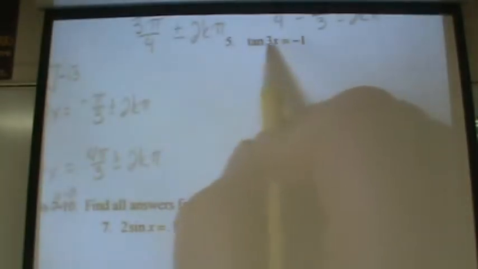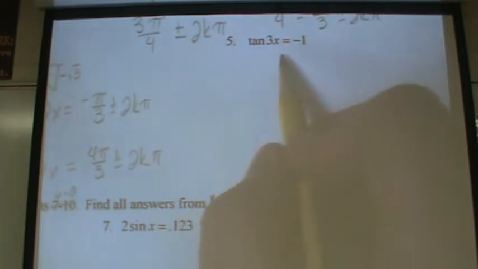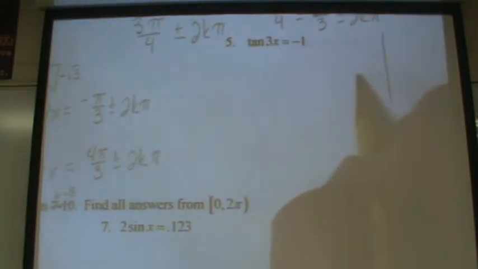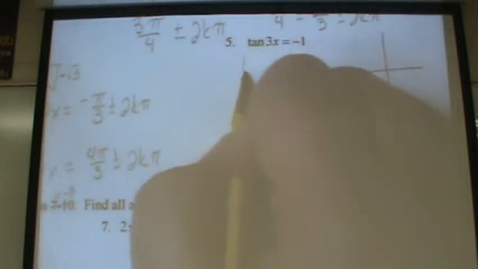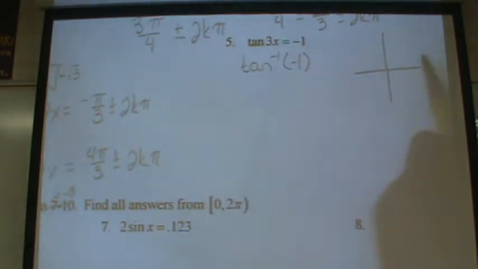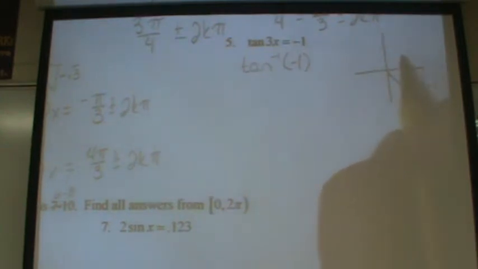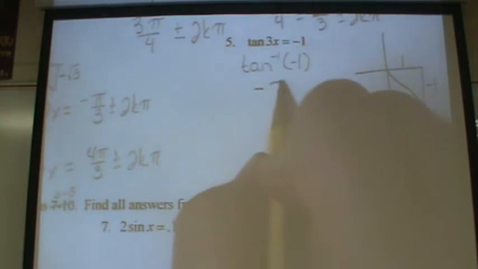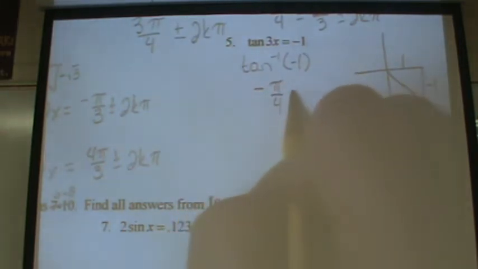For number 5, we have tangent 3x equals -1. So this one, we don't have to isolate our tangent, it's already isolated for us. So we're going to solve this just like we were solving inverse tangent of -1. So that takes us into the 4th quadrant. We have opposite over adjacent. That gives us a negative pi over 4 angle.